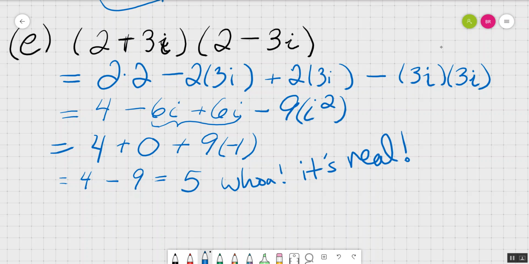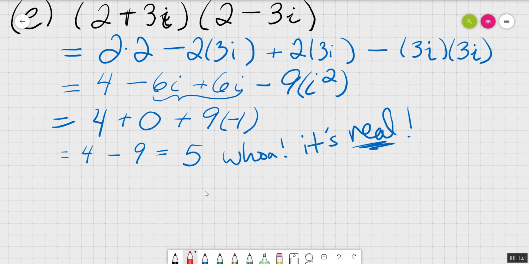And this is something that's kind of special. That's a weird symbol. It's really special about the complex numbers. You can multiply two complex numbers together and get a real number, specifically when they look like this. Hopefully you look back at this and you're like, I think I've seen this before. Isn't this the difference of squares? You are 100% right.